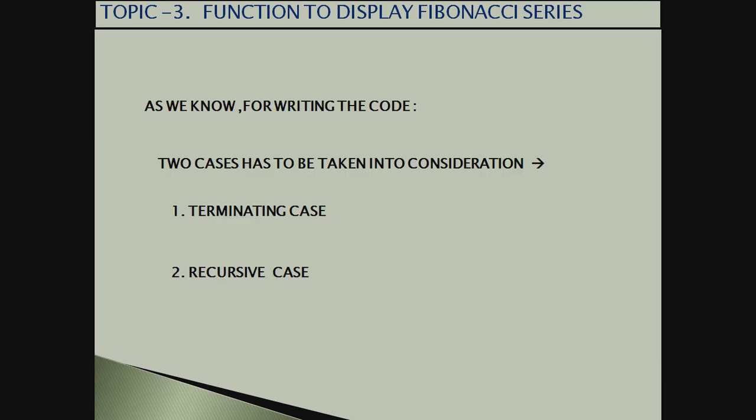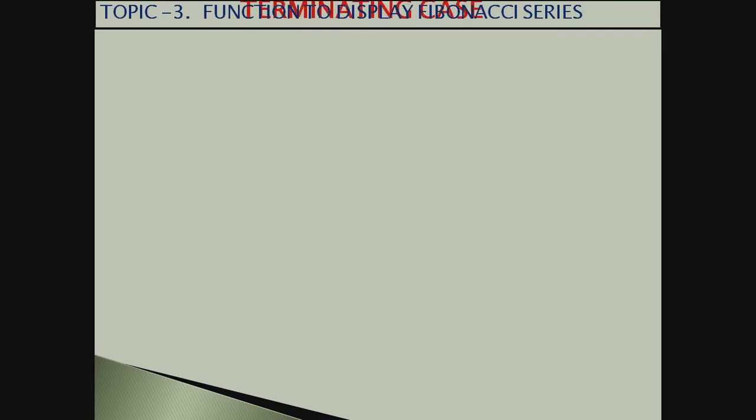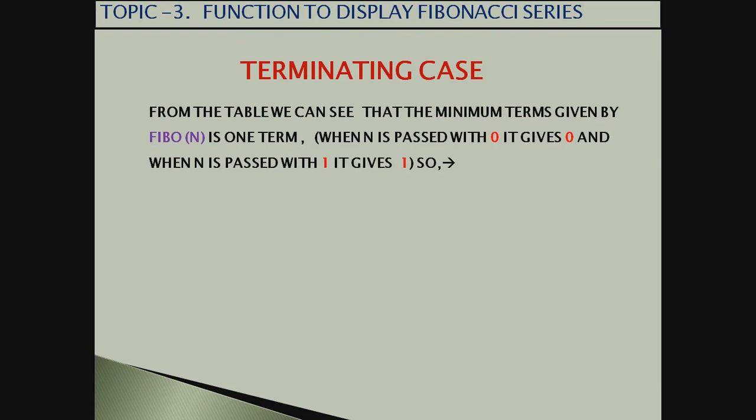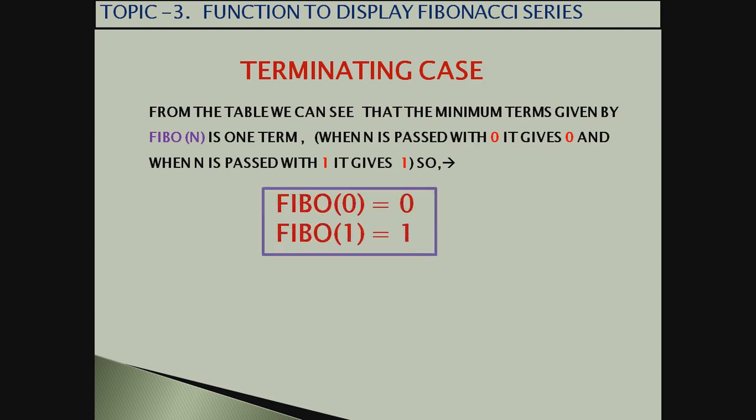So terminating case. What terminating cases do we have for the Fibonacci series? See, we have two terminating cases. That is, when n is passed with 0, we will get back 0, and when n is passed with 1, we'll get back 1. Both of them are required for continuing the Fibonacci series. So students, keep it in mind. It would be used for coding the Fibonacci series.